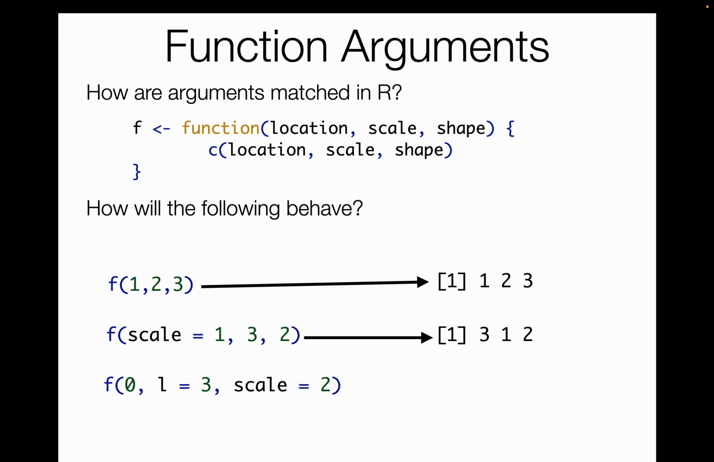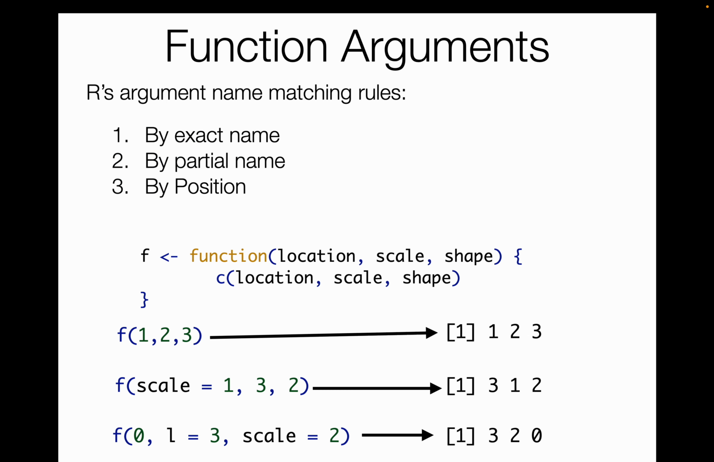Now I have a third one. And this one is a bit tougher. I have scale again, which we say is 2, but 0 is first, and then L is 3. So I guess the big question is, is it going to match 3 to location or 0 to location? So again, pause, think. Okay. So it does, and sorry about my dog again, it does match, of course, scale to scale, but it matches L to 3, and then 0 goes with shape. So how does that work?